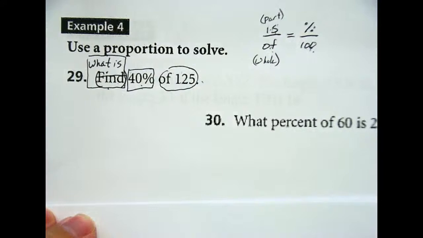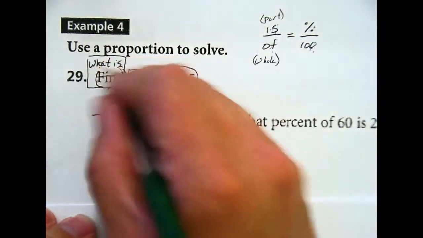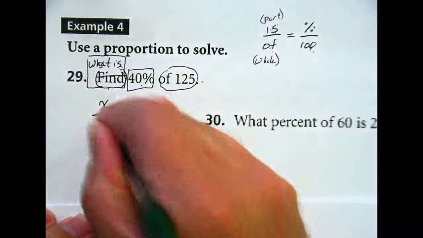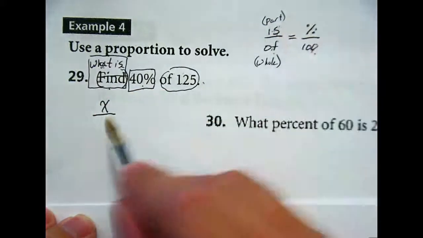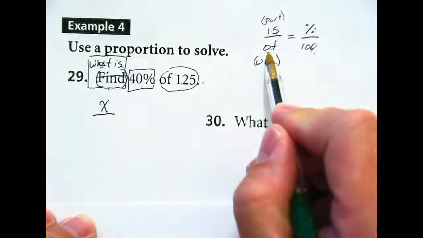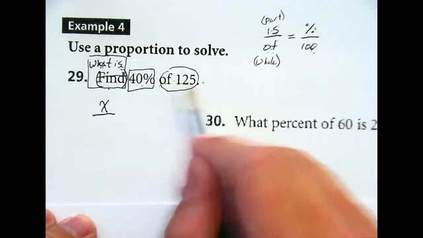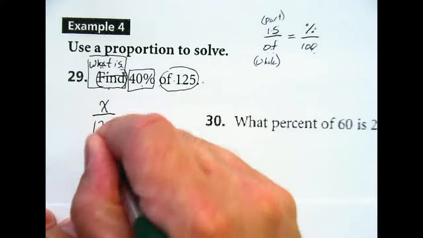Yeah, the "is" is the thing that doesn't have a number by it. It says "what is," so that's our variable. The "is" becomes x. What's our "of"? Yeah, it's 25. The "of" is 125. So 125 there.